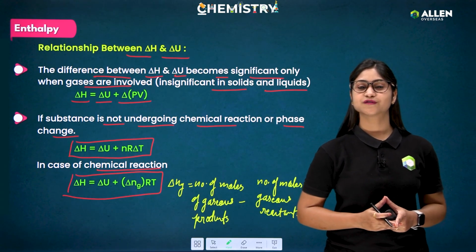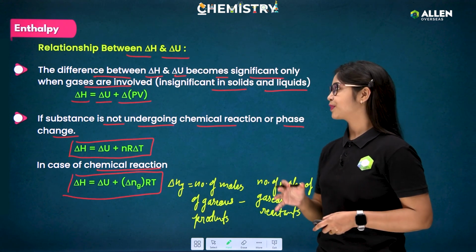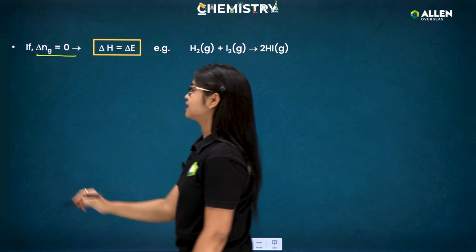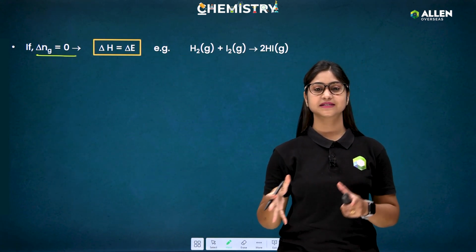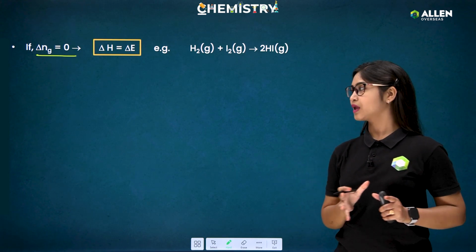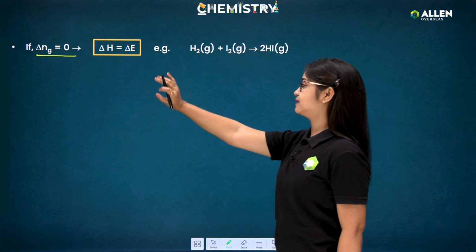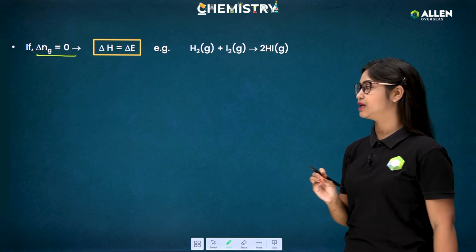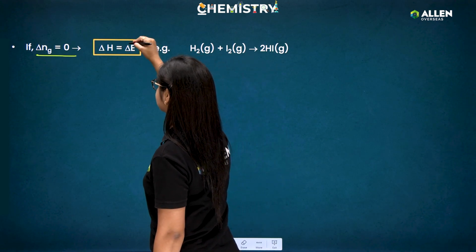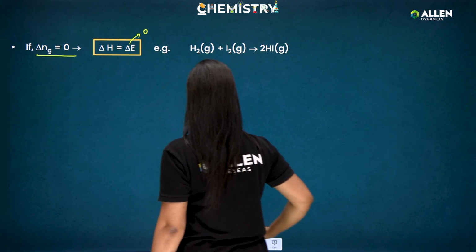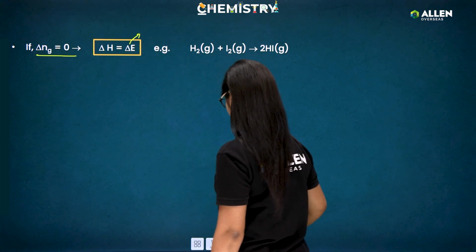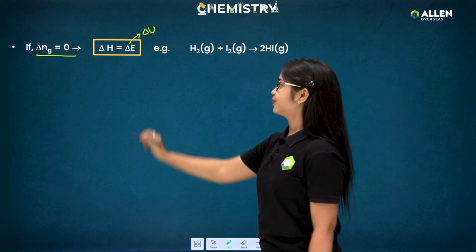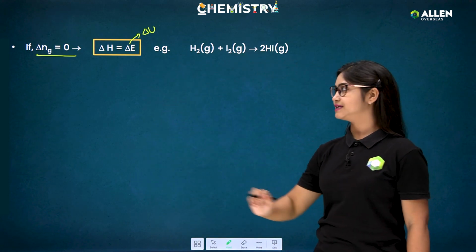First of all, we have to see the three conditions of delta Ng. When the value of delta Ng is 0, meaning the number of moles of gaseous reactants and gaseous products are the same, delta H and delta E will become equal. Here delta E is basically delta U, since we can represent internal energy as E as well as U. So these two become equal when delta Ng is 0.